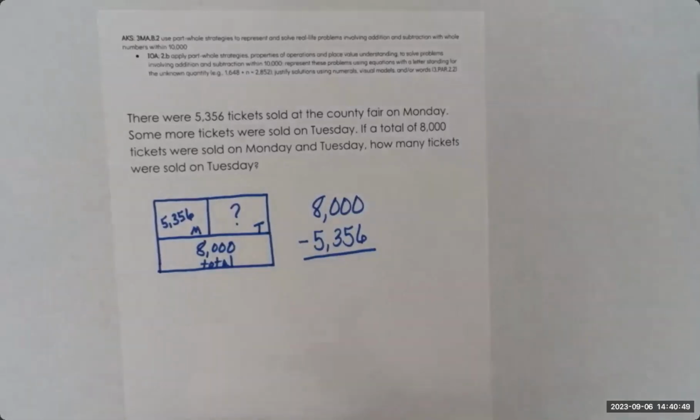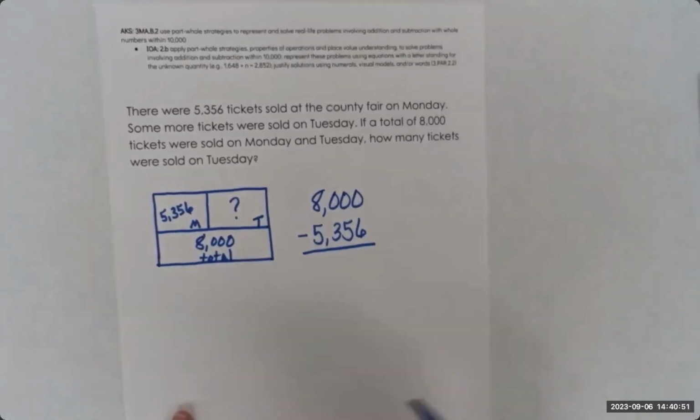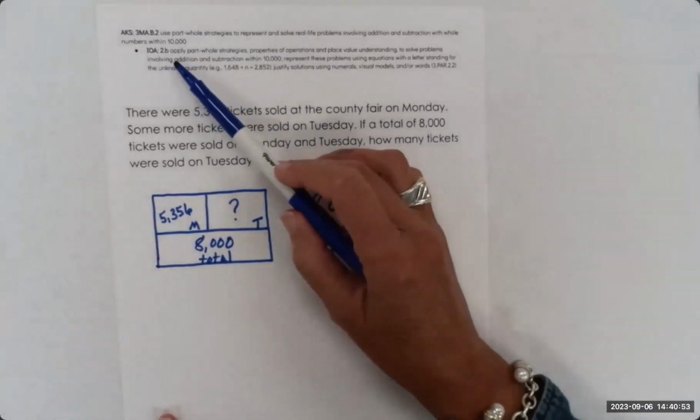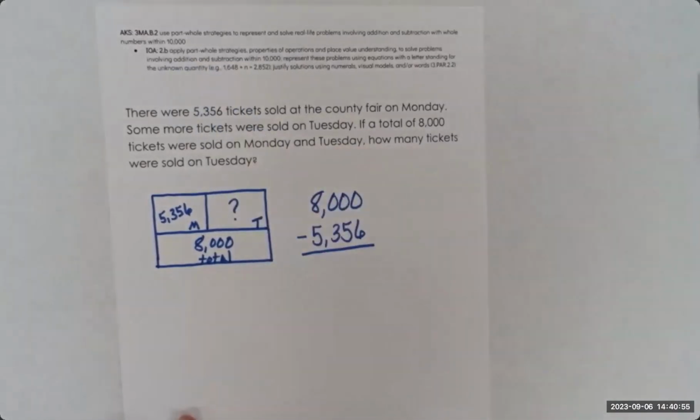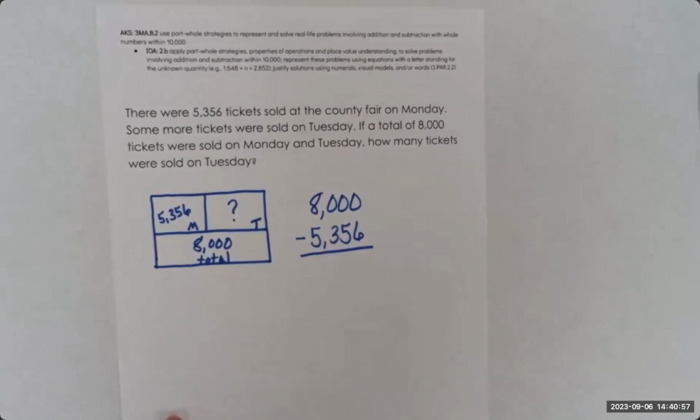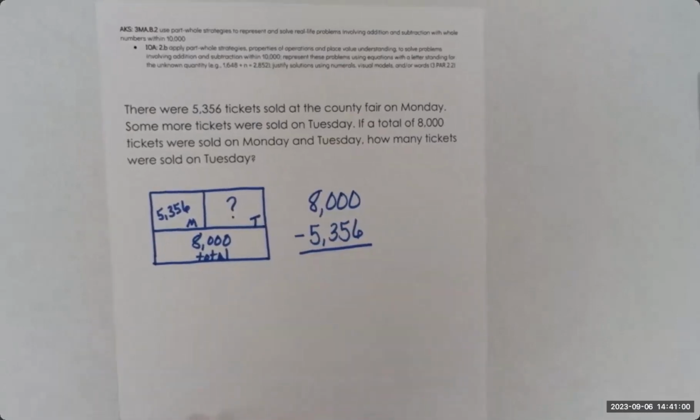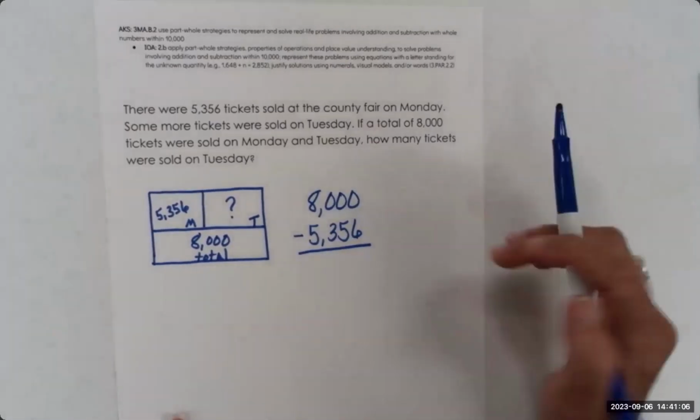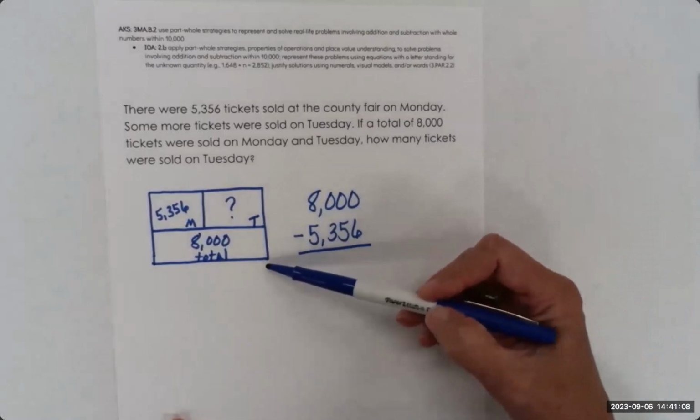We are going to dig into an instructional strategy that supports IOA 2B, where students add and subtract within 10,000. The compensation strategy allows students to become efficient mathematicians, and we are going to talk through that using this problem. You can see I've done the work ahead of time.